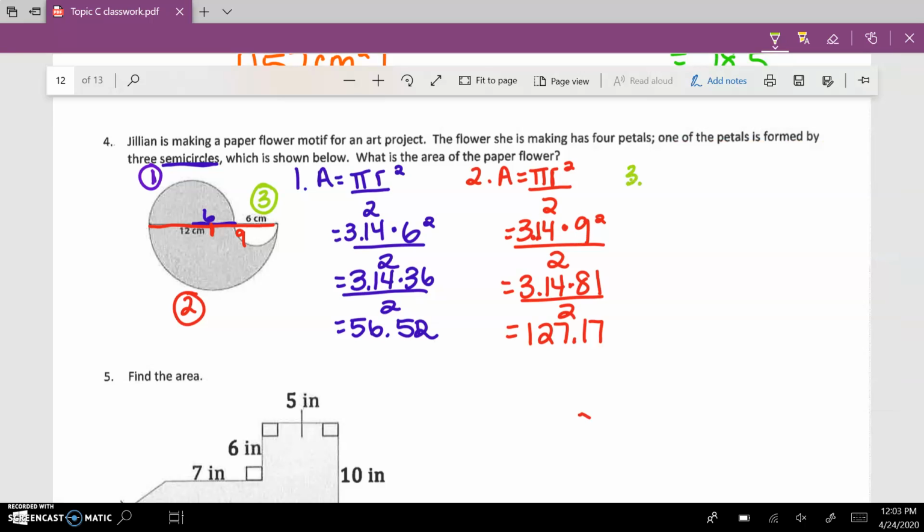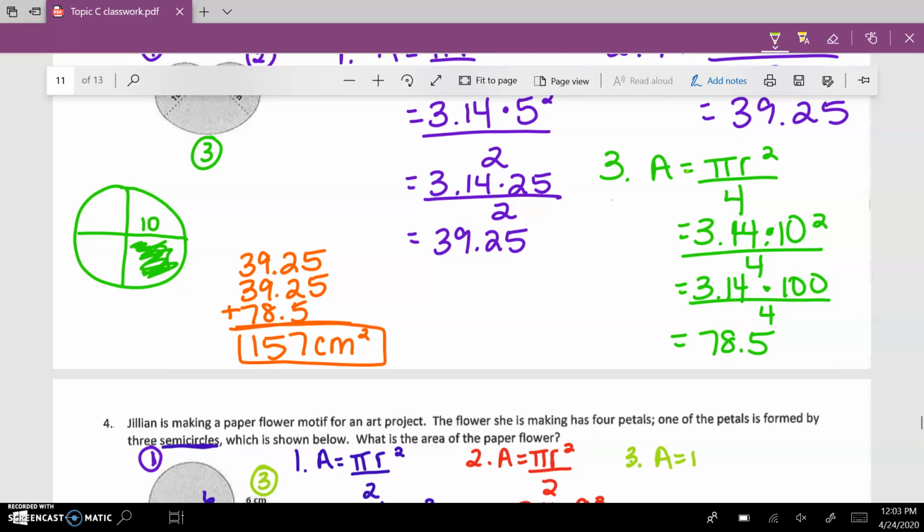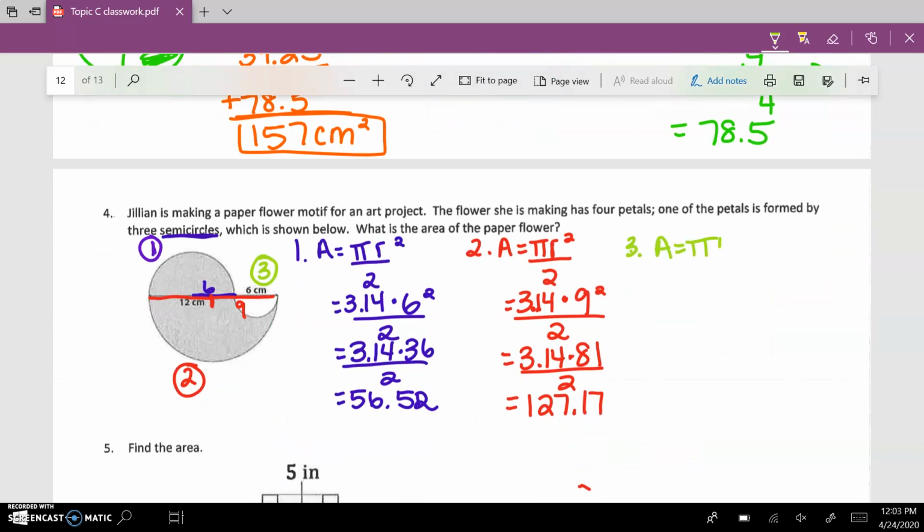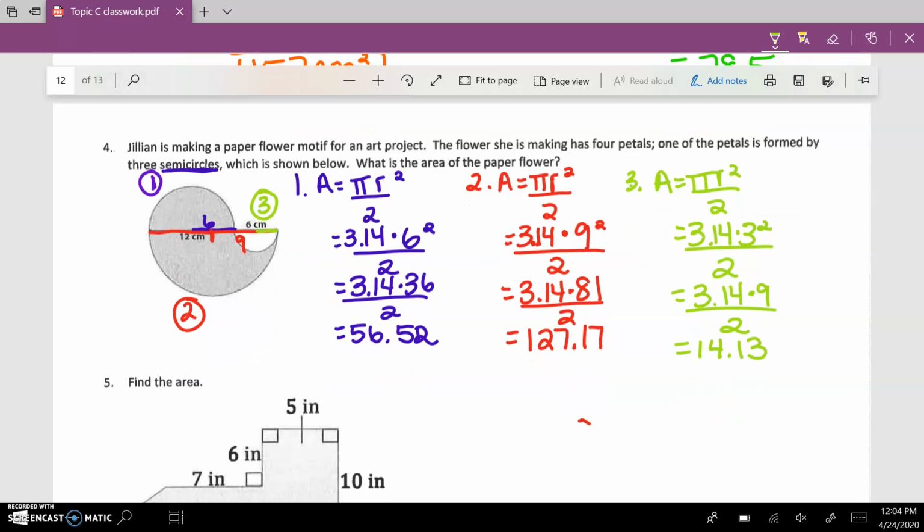Then the last one, we've got that little circle, but it's another half circle, so we're going to do A equals pi r squared divided by 2. 3.14 times my radius. My diameter here is 6, so I just want half of that, which would be 3 squared divided by 2. So I got 3.14 times 9 divided by 2, which gets you 14.13.